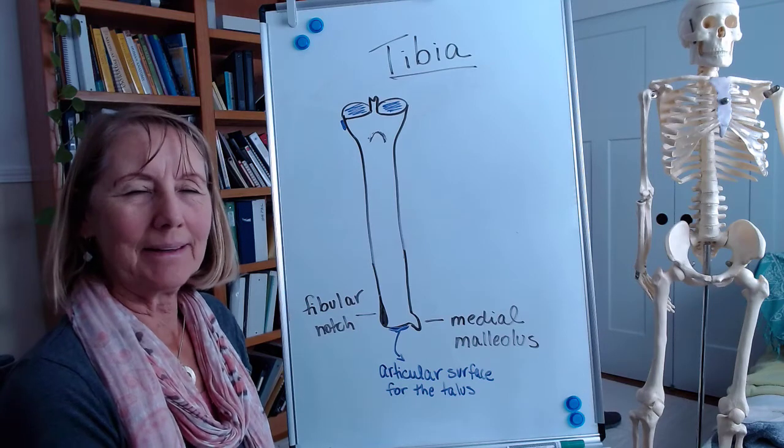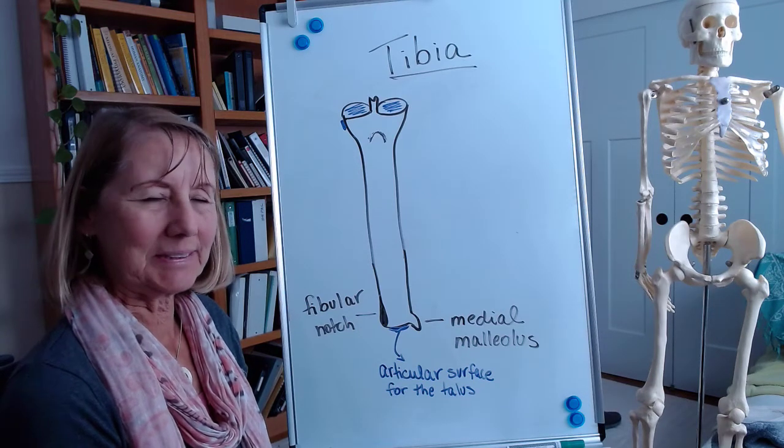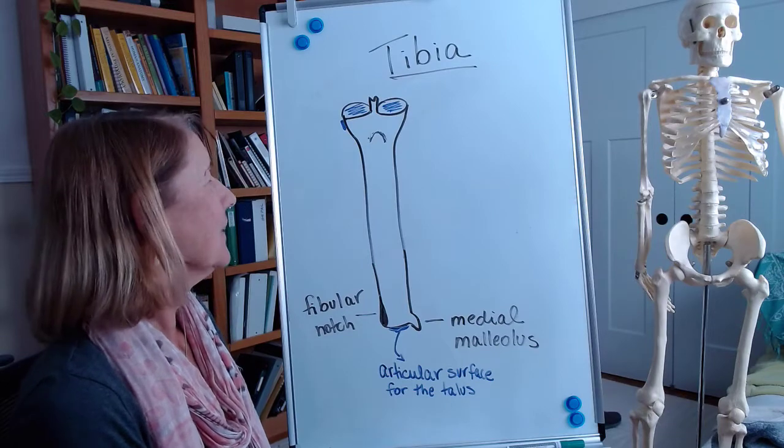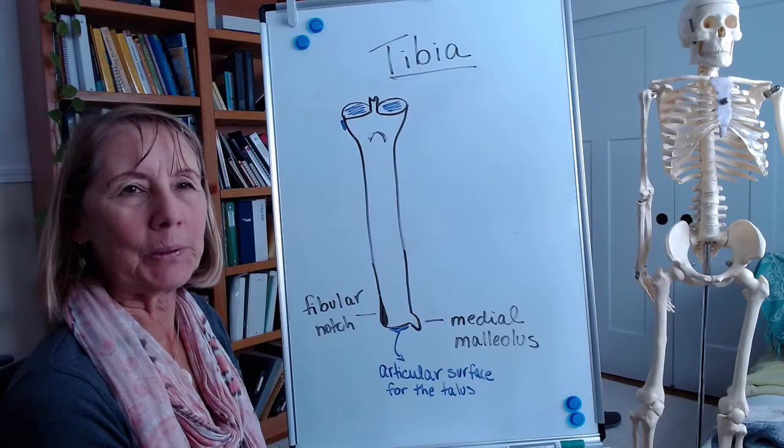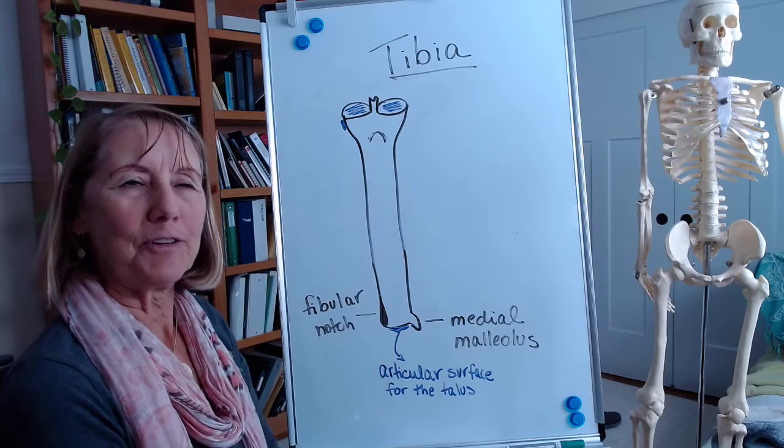Okay, let's go to the tibia now on the grease board, on the whiteboard. And we start out with the condyles. Okay, always the location that forms a joint with another bone. And here I didn't put the fibula on.